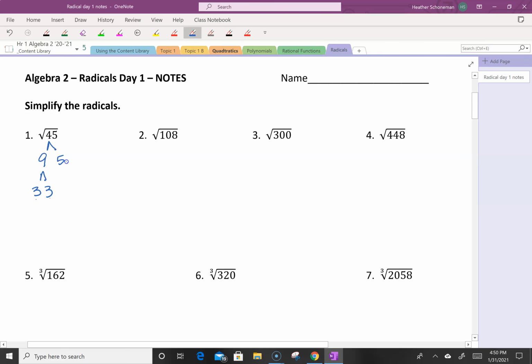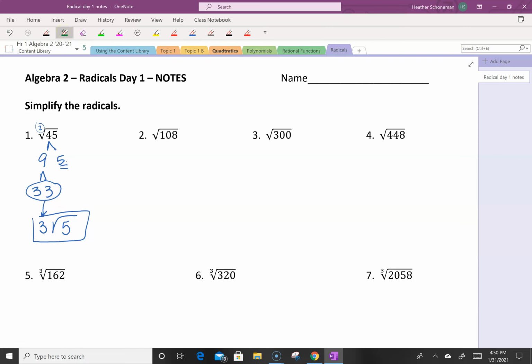So once I get to the end and everything is prime numbers at the end, because I'm looking for square roots, because there's the invisible 2 here, I'm looking for groups of 2. Each group of 2 represents one number outside the radical. Anything not circled goes back underneath. So my answer is 3 square root 5.